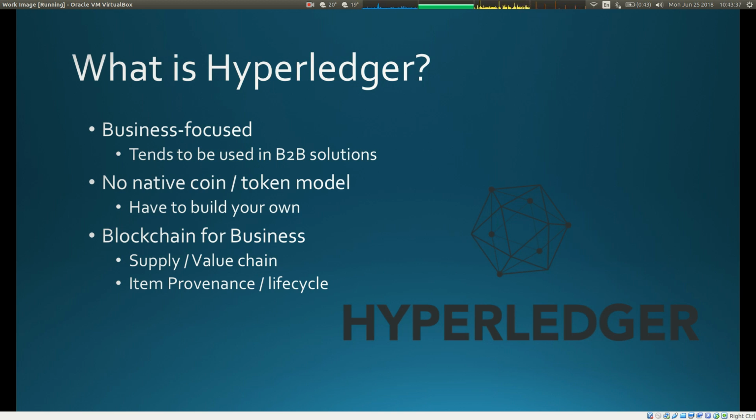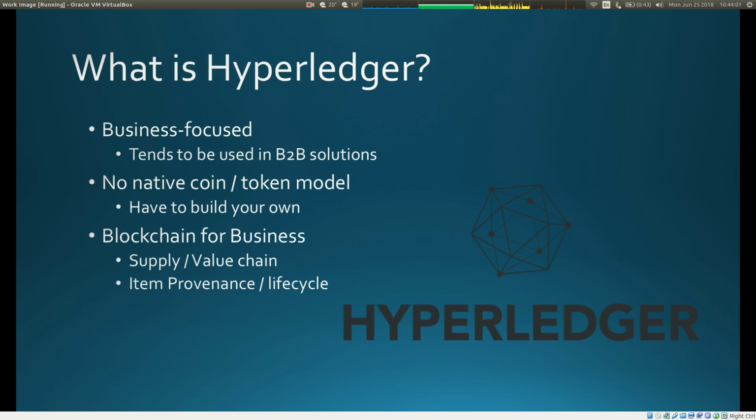And unlike Ethereum and a lot of other public blockchains, there's no built-in coin or token model. If you want to use a coin or a token, that's something you have to build yourself, and so that's a little bit different than Ethereum and their ERC20 token standards. And again, that's really because it's designed to be a blockchain for business or blockchain for the enterprise.